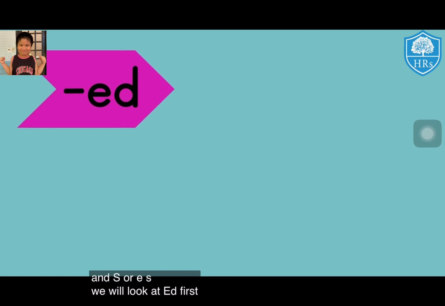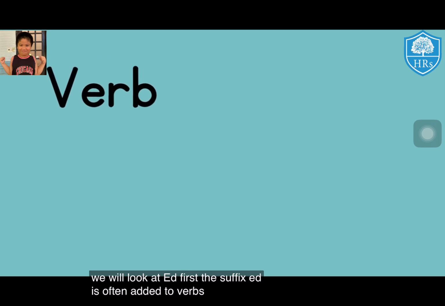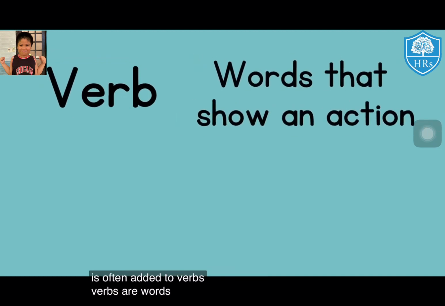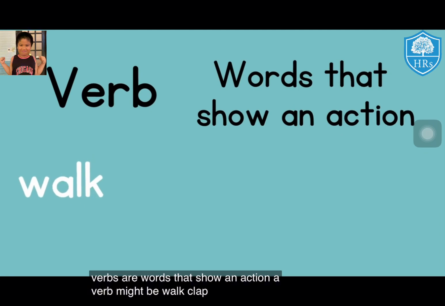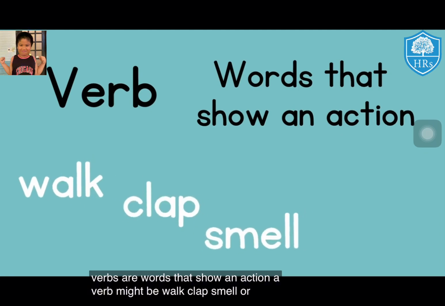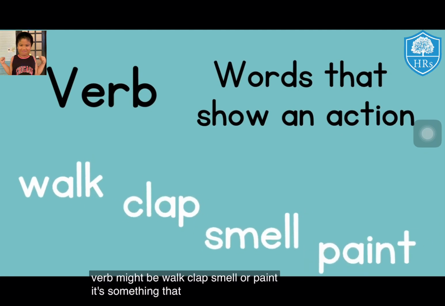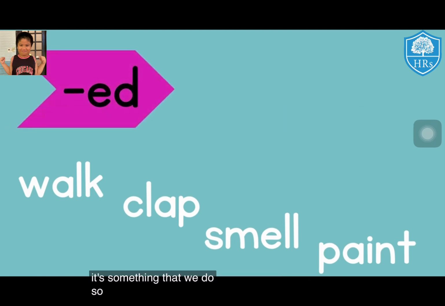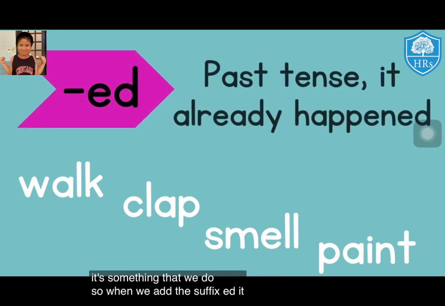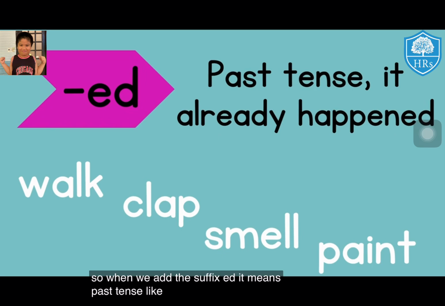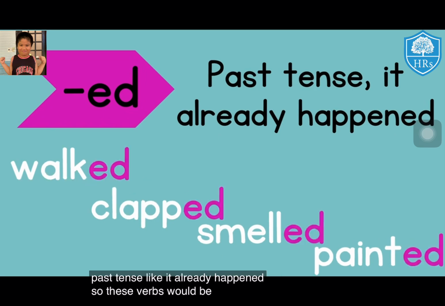We will look at ed first. The suffix ed is often added to verbs. Verbs are words that show an action. A verb might be walk, clap, smell, or paint. It's something that we do. So when we add the suffix ed, it means past tense, like it already happened. So these verbs would be walked, clapped, smelled, and painted.